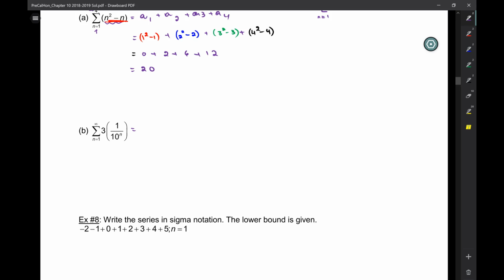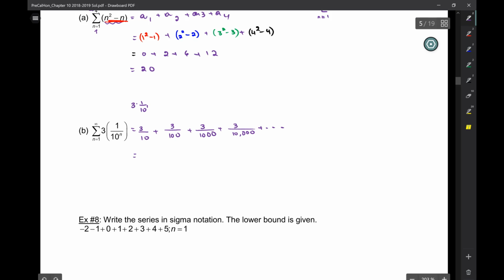Okay, so when n equals 1, it's 3 times 1 over 10 to the 1, right? But can I write that as 3 over 10? Plus, when n equals 2, how much is it? 3 over 100. When n equals 3? 3 over 1,000, because it's 10 cubed. And then 3 over 10,000. Let's just say plus dot, dot, dot, because we can't possibly write every single one.